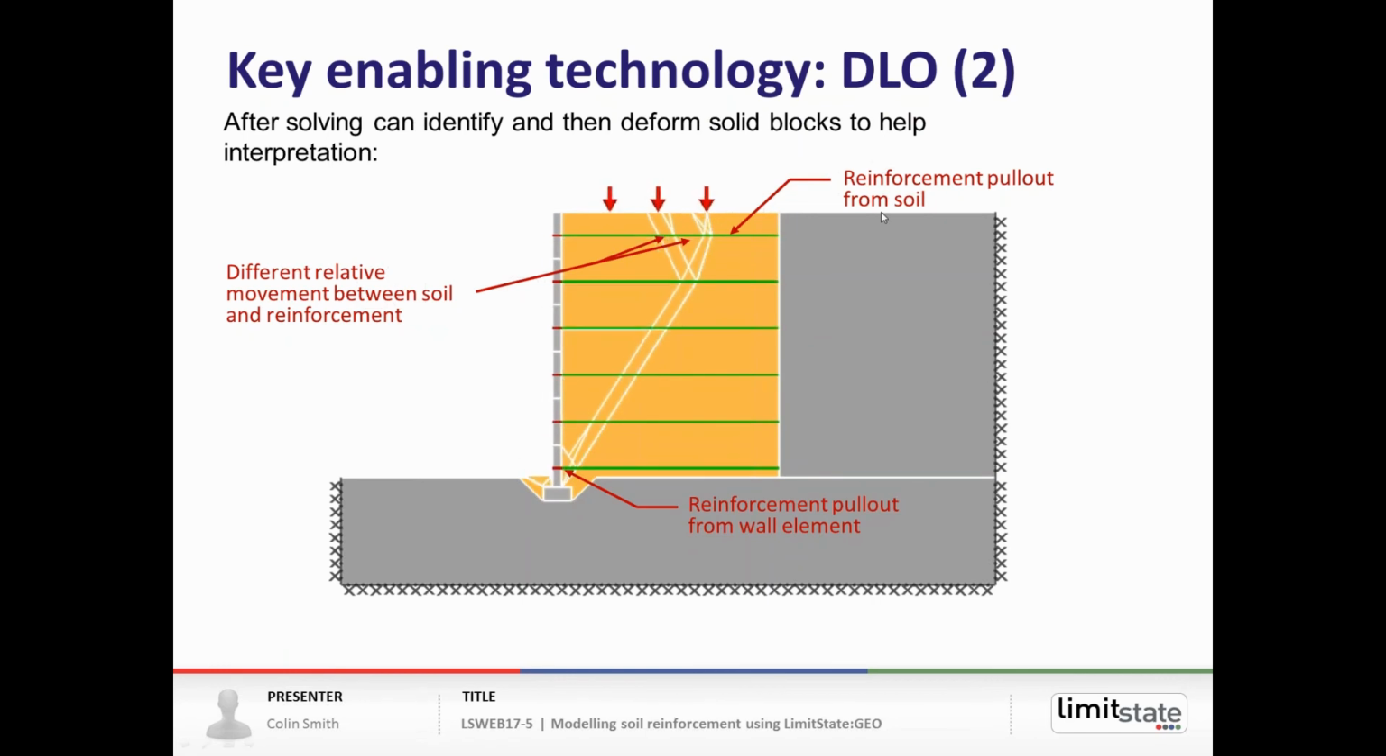Essentially, all we need to do is define the pull-out force per unit length for that reinforcement. So as you can see in this slide, we have different relative movements between the soil and reinforcement here. At this end you can see the reinforcement is pulling out from the soil, and in this case we've actually modeled the case where the reinforcement is pulling out of the wall element if we didn't make that connection strong enough. So all those kinds of elements can be modeled.